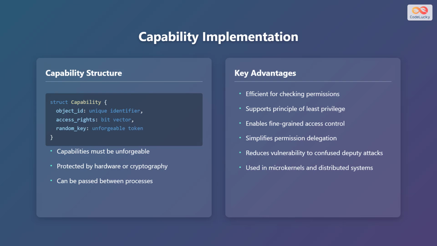Capabilities must be unforgeable, ensuring that they cannot be created or altered by unauthorized entities. They are protected by hardware or cryptography to maintain their integrity. Capabilities can be passed between processes, enabling controlled sharing of resources and privileges.